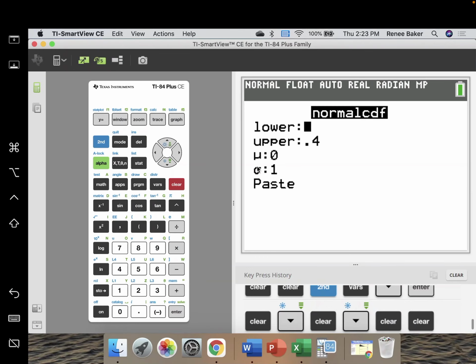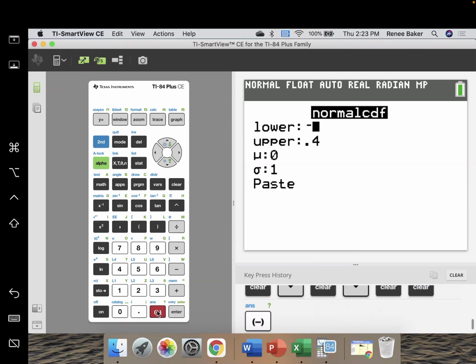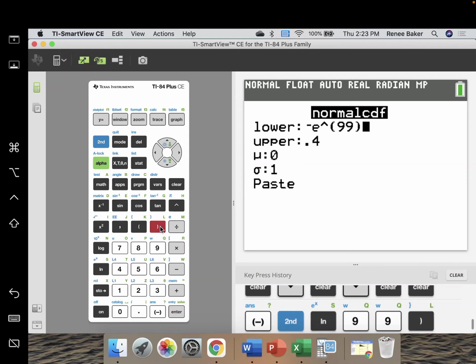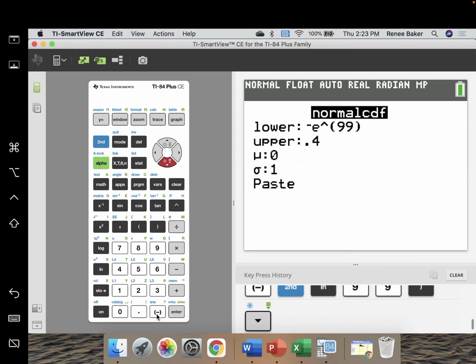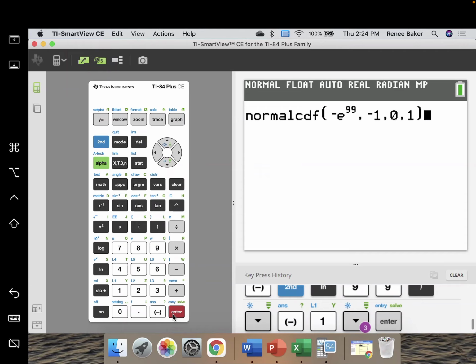So looking at the calculator, I would put the negative sign in first. E to the 99th is right here above the natural log. So I would hit second natural log and it would bring up e raised to a power, and I would put 99, and you have to close the parentheses. And then my upper bound was -1. I already have in here 0 for my mean and 1 for my standard deviation. And when you hit paste, if you have an older calculator, this is the way you would type it in. Negative e to the 99th, comma, -1, comma, 0, comma, 1, close the parentheses.